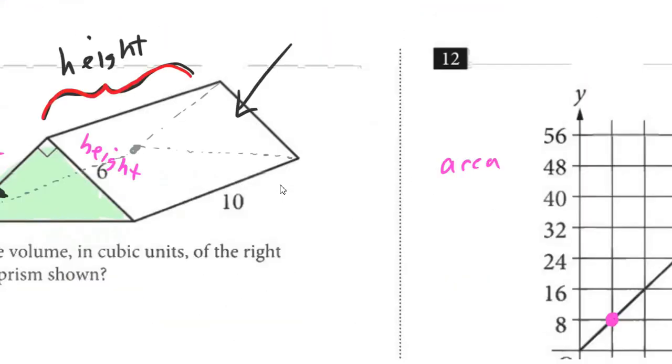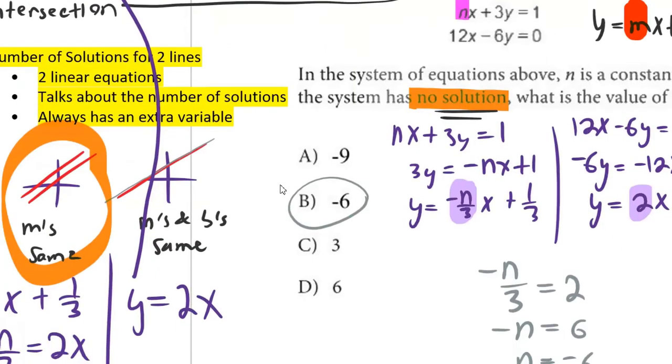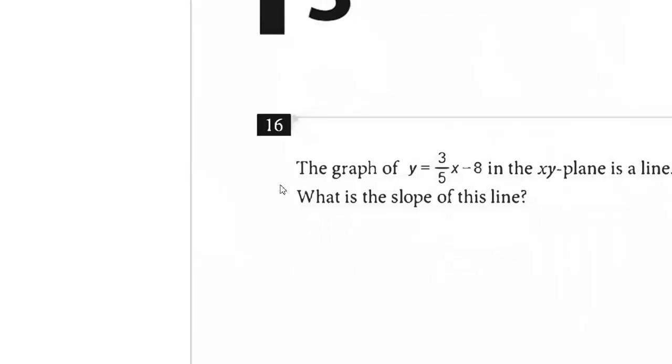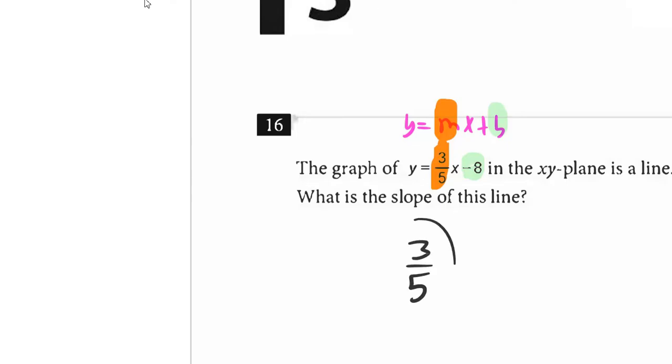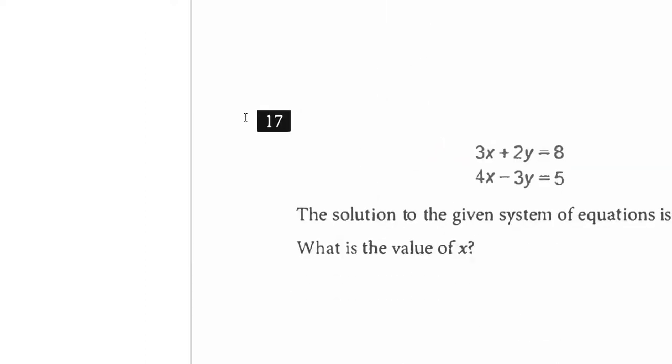My screen jumped. That's something that happens a lot in Microsoft OneNote when you zoom in and out on a PDF. In any case, here they're giving us a y equals mx plus b situation. In the m spot is 3/5, and in the b spot is -8. So we know that b, the y-intercept, is -8, and m, the slope, is 3/5, and it's that easy for number 16. Now we're going to 17.